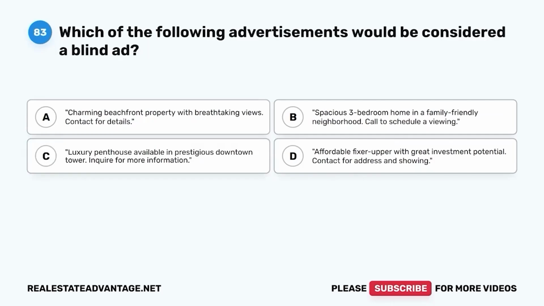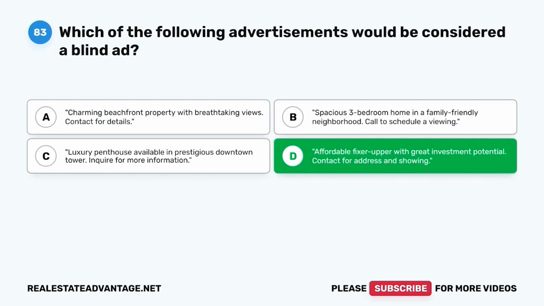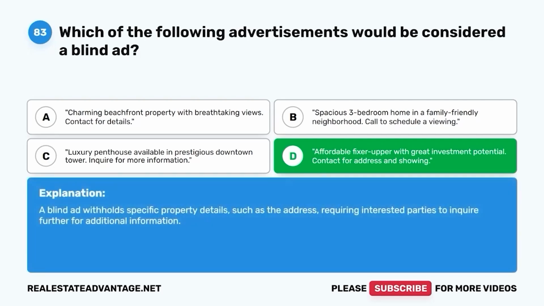Question 83. Which of the following advertisements would be considered a blind ad? A. Charming beachfront property with breathtaking views. Contact for details. B. Spacious 3-bedroom home in a family-friendly neighborhood. Call to schedule a viewing. C. Luxury penthouse available in prestigious downtown tower. Inquire for more information. D. Affordable fixer-upper with great investment potential. Contact for address and showing. The correct answer is D. Affordable fixer-upper with great investment potential. Contact for address and showing. A blind ad withholds specific property details, such as the address, requiring interested parties to inquire further for additional information.